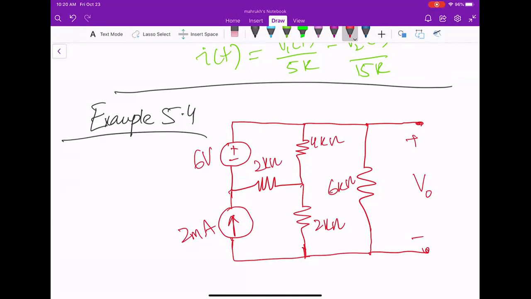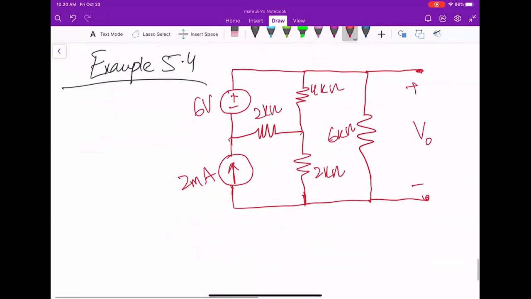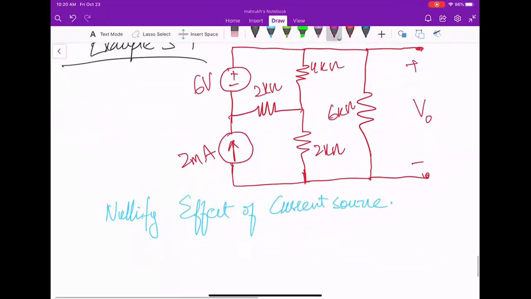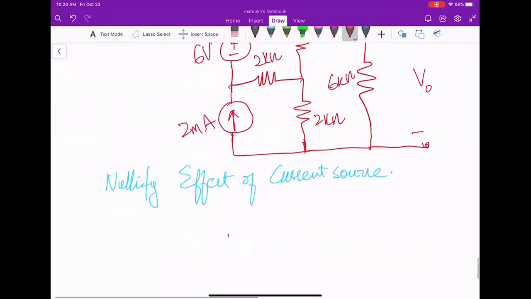Okay, so this is our circuit now. In this circuit, first I am applying the superposition rule, and then I will compare it with any other normal rule to see whether I am right or not. So first I want to nullify the effect of the current source, making it open circuit. I will write it like that.